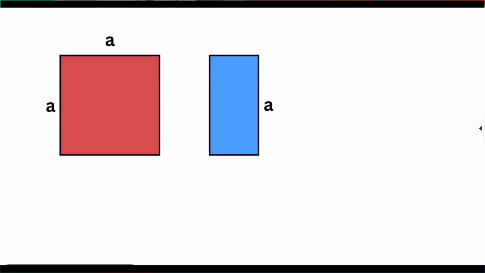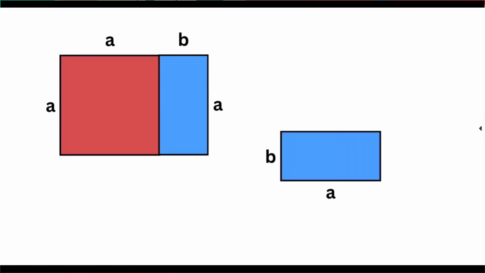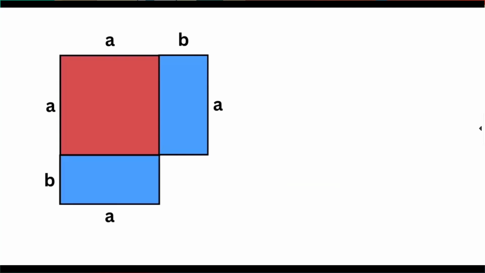So, starting with, let us say we have a square of side A. Now we are taking a rectangle which has breadth A and length B. Another same rectangle we are taking, rotating it and fixing it over here. So now this part is again B.